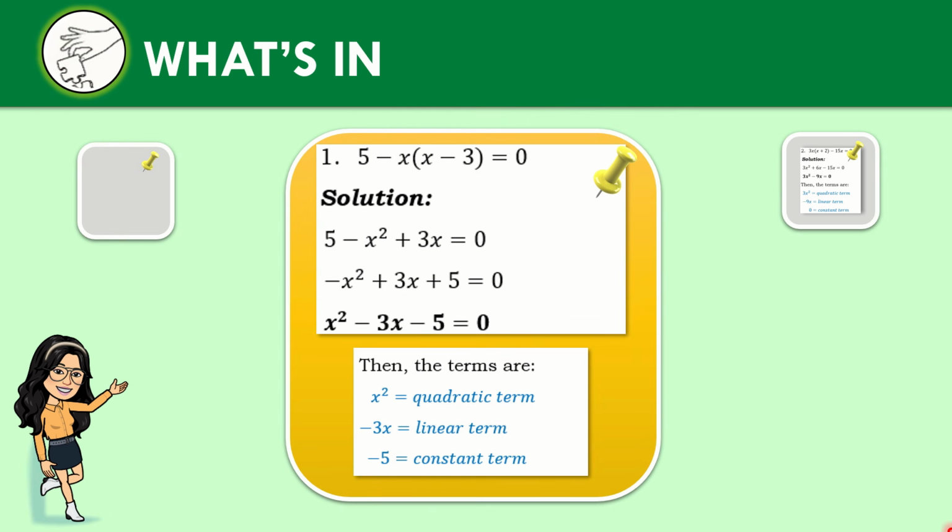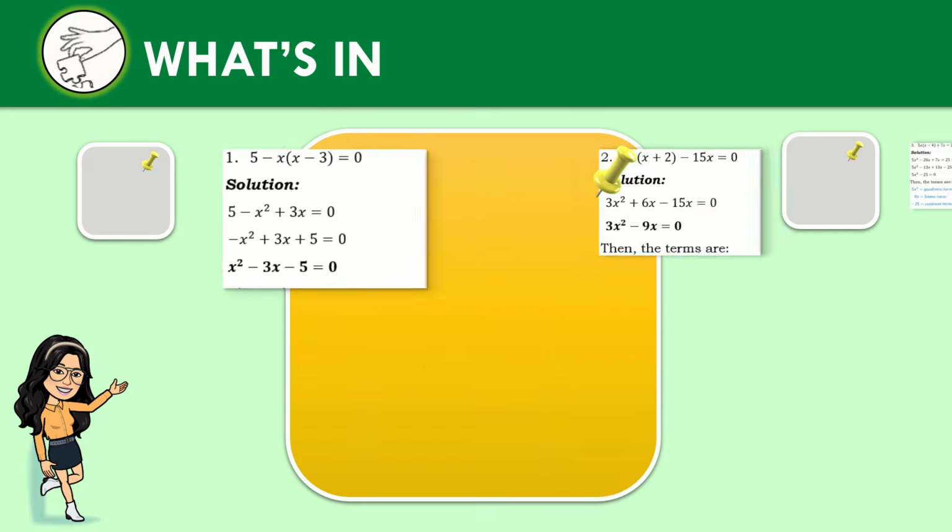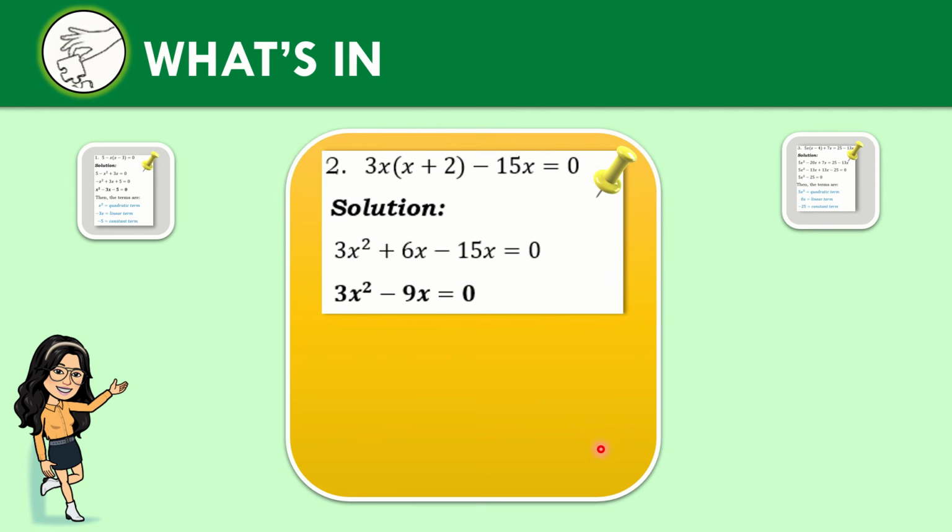Were you able to follow? That sounds great. Let's move on. Let's look at our second example. So let's look at example number 2. I'll be using my laser pointer to point our given. You're given 3x multiplied to the quantity of x plus 2 minus 15x is equal to 0. This would be our solution.